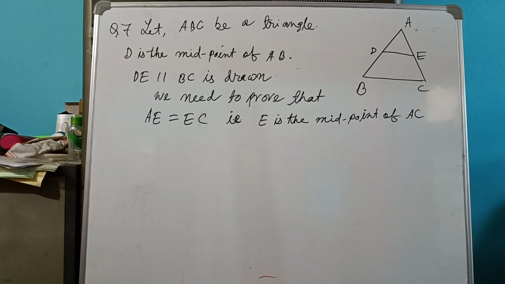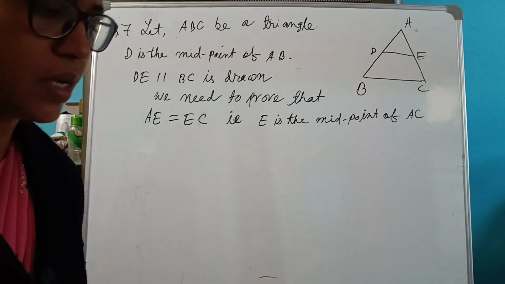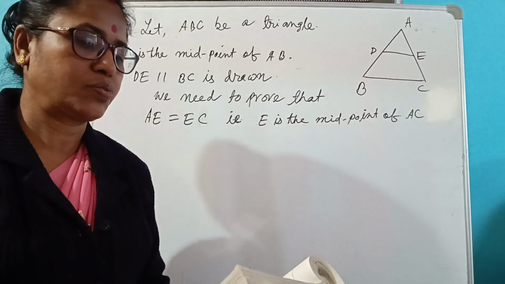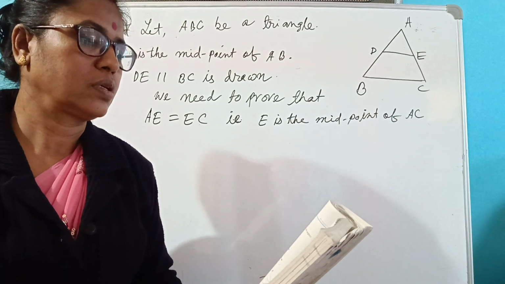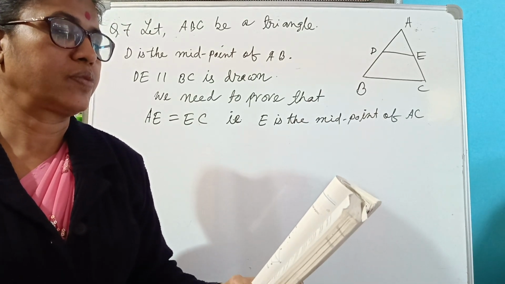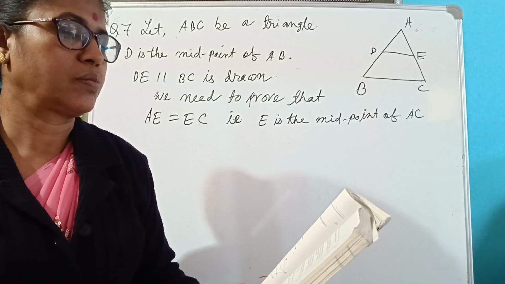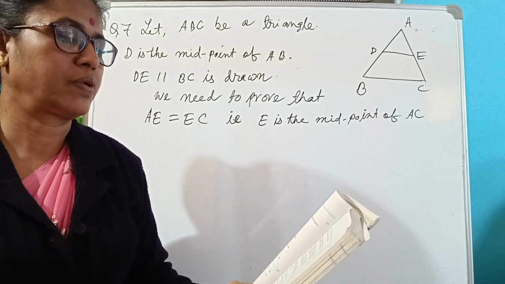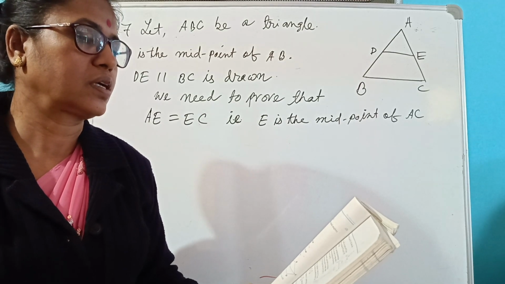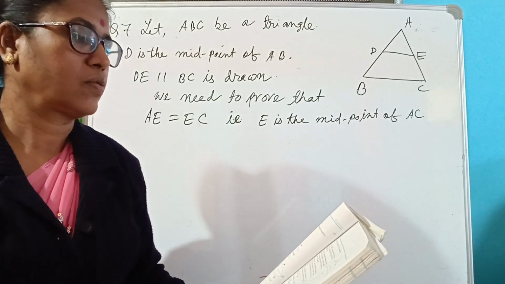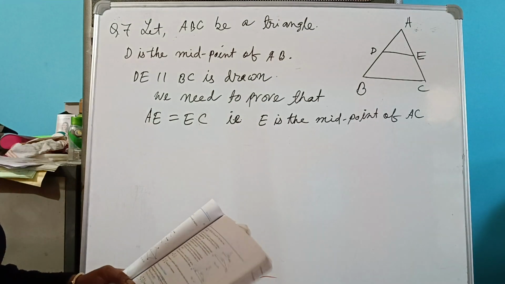Students, see question number 7. What is given here? Using theorem 6.1, the question says prove that a line drawn through the midpoint of one side of a triangle parallel to another side bisects the third side. Recall, we already proved this in class 9.